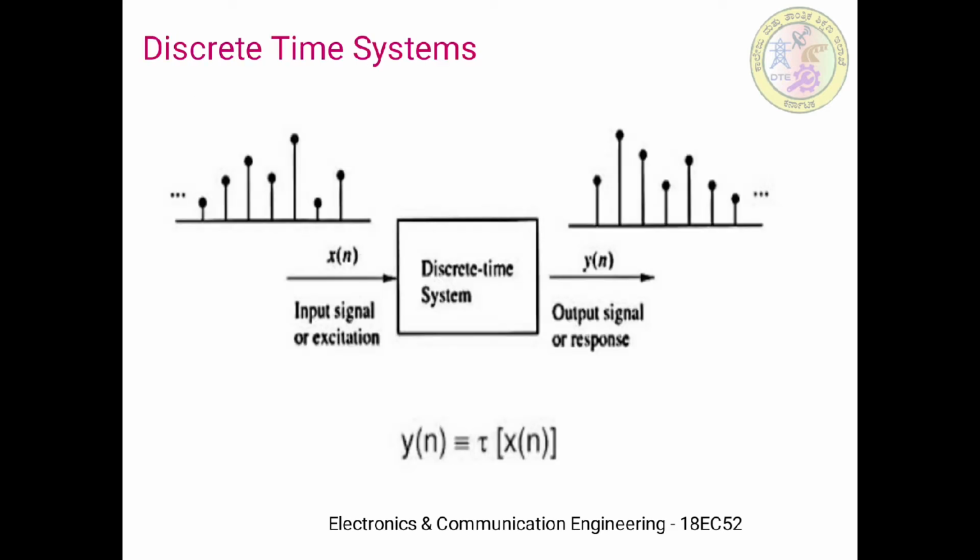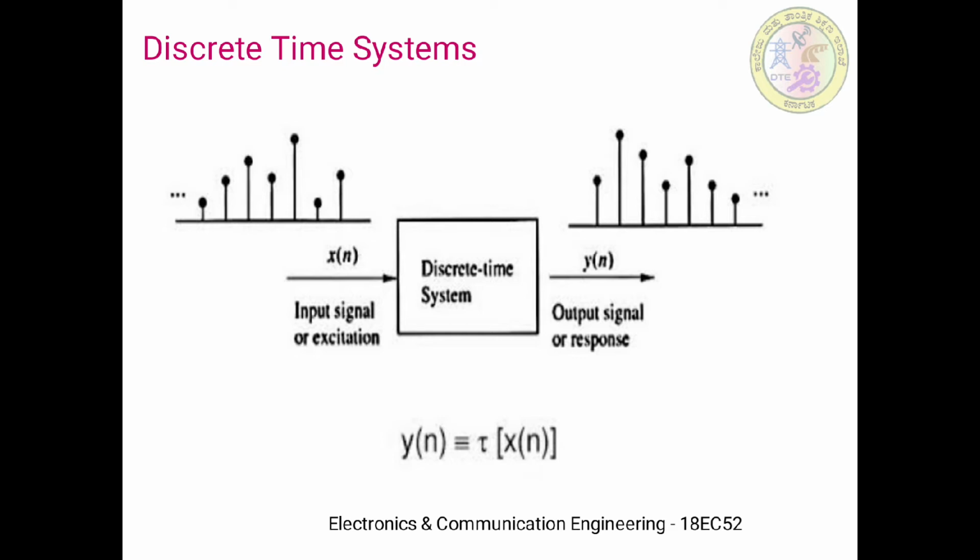Now, in many applications of digital signal processing, we wish to design a device or an algorithm that performs some prescribed operations on a discrete time signal. Such a device or algorithm is called a discrete time system. So that algorithm performs some prescribed operations on a discrete time signal. It may be a device also.